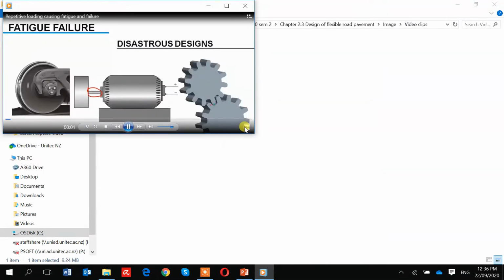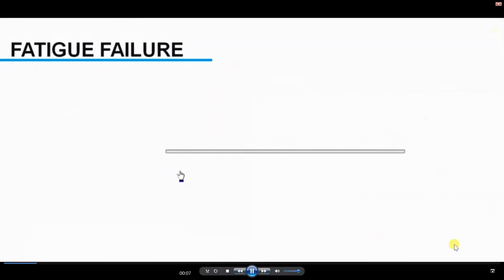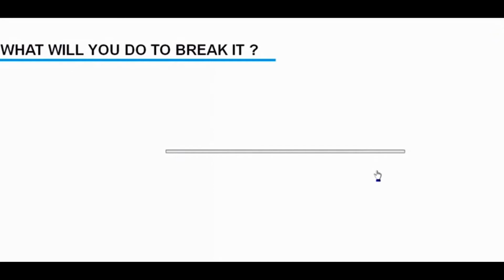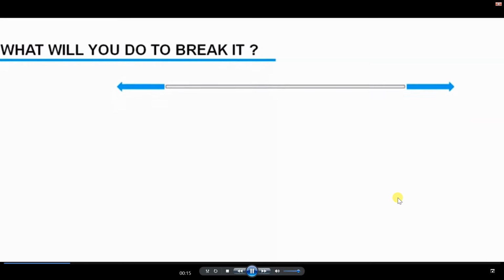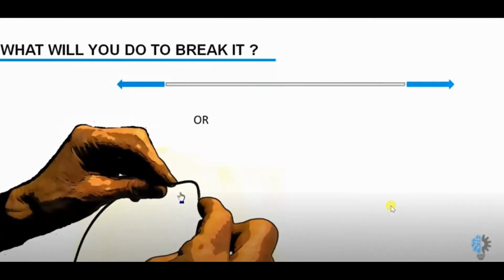Neglecting effect of fatigue factor. To understand what is fatigue, let's consider this metal wire. You have to break it. So how will you break it? Will you pull it from both ends, or will you do this, where you bend the wire upward and downward repetitively? Your answer is obviously the second option, because this method requires less effort compared to the first case.